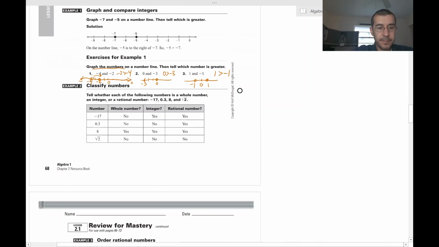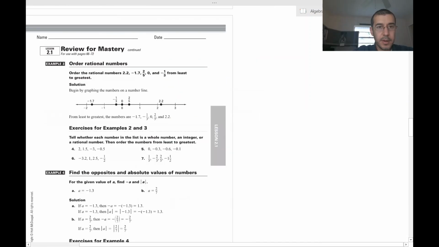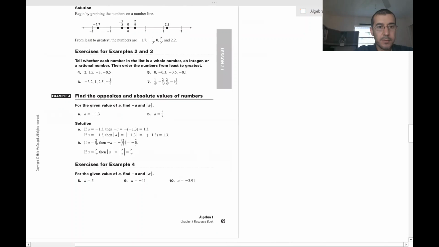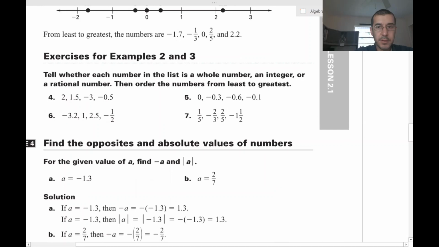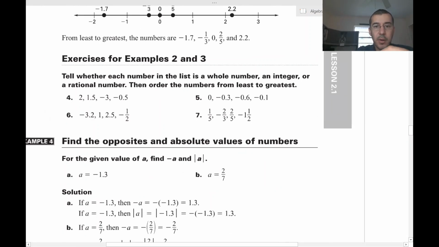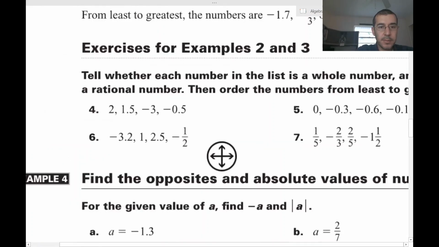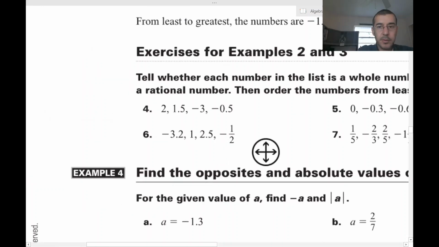Okay. Let's look at now 4, 5, 6, and 7. Tell whether each number in the list is a whole number, integer, or rational number. Okay, so let's start with number 4 first. Here to the left, I'm going to write whole numbers, integers, rational numbers. Okay, this is number 4.